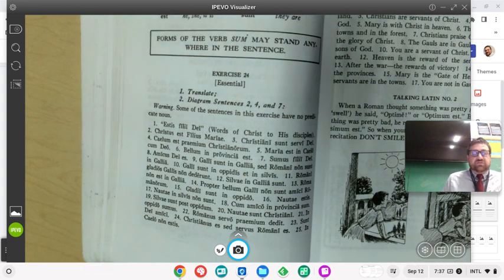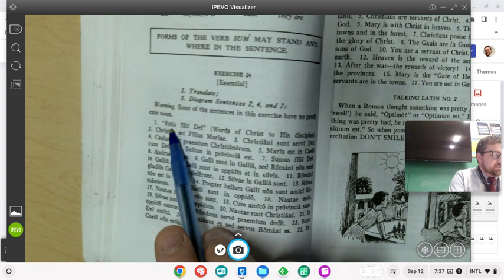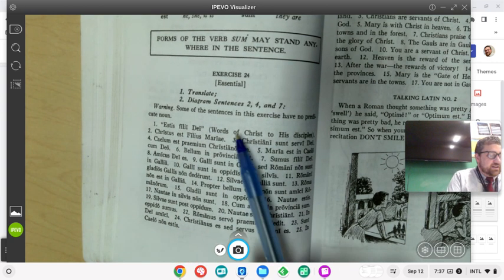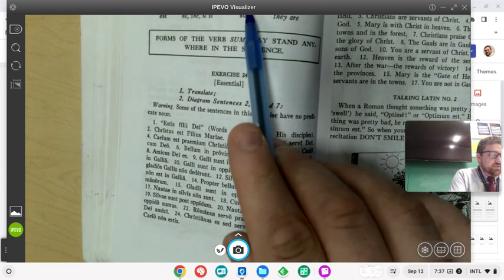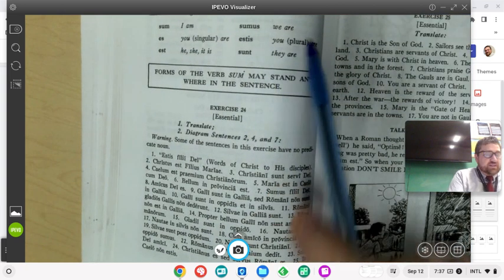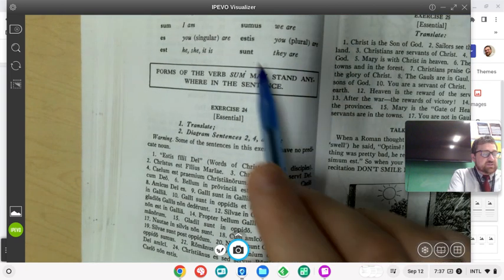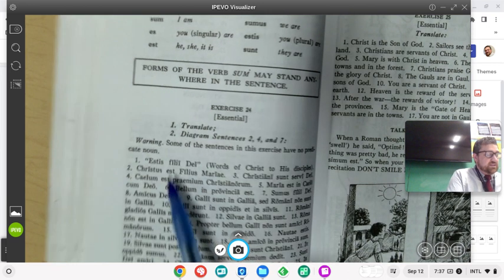The first one we'll do just verbally, and then I'll write out a couple of the other ones. The first one, estis filii Dei. These are the words of Christ to his disciples. The estis is something that we recognize from up here. So estis means you guys are. So he's talking to his disciples. That's why he's using the word estis. Right? Estis filii, you are the sons.